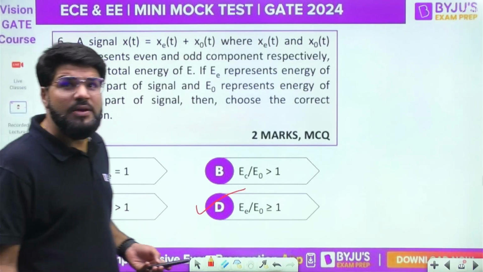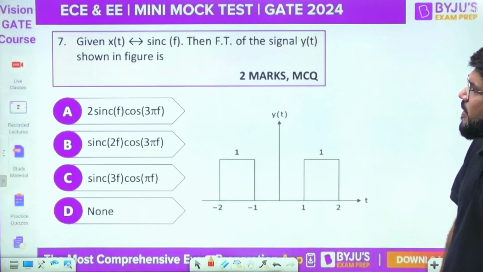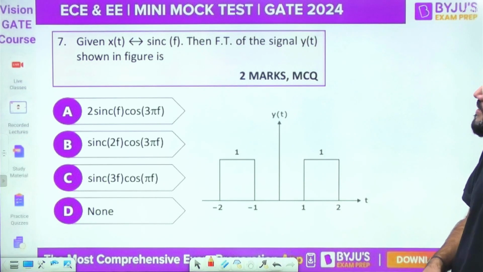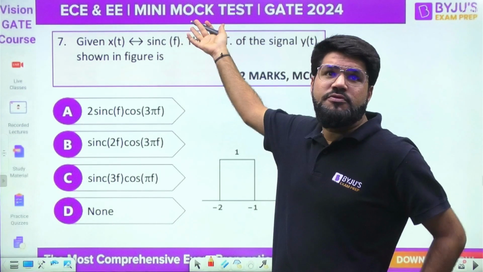This was a 2 marks, but a good analysis. It gave us some insights about the even and odd symmetric parts. Now, given the signal xt has the Fourier transform sinc x, what is the Fourier transform of the signal yt? Yt is given, but what is the xt? It's not given. Its Fourier transform is given.